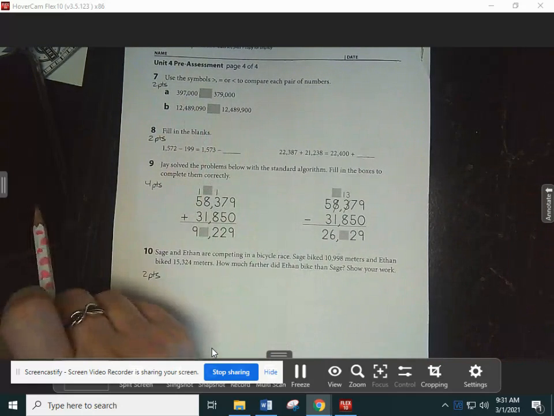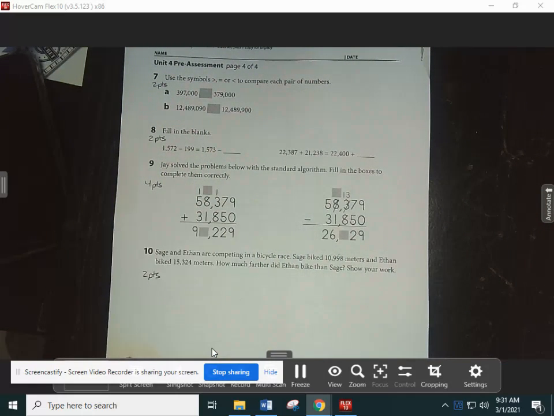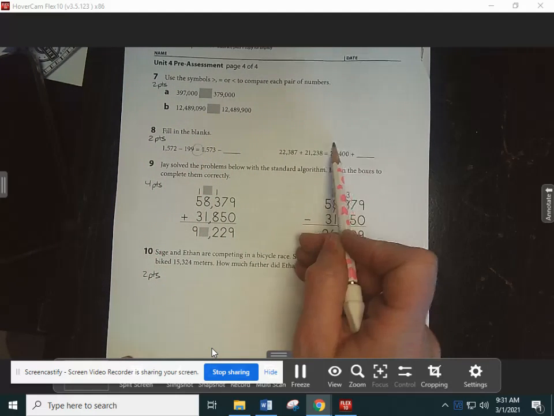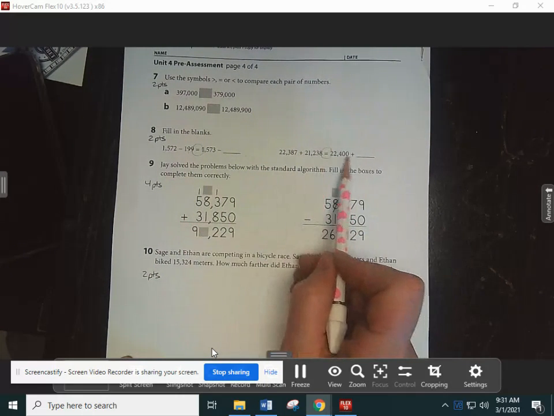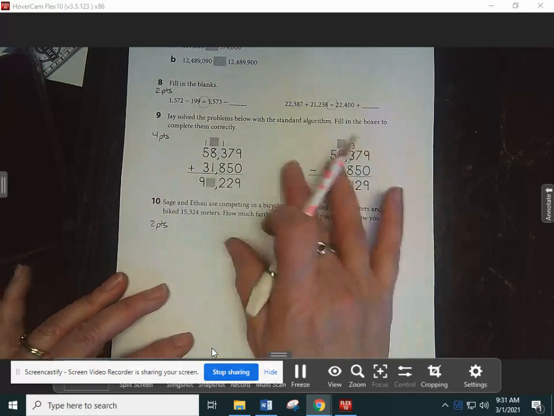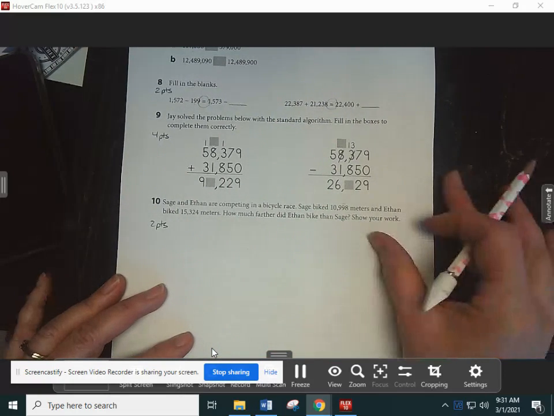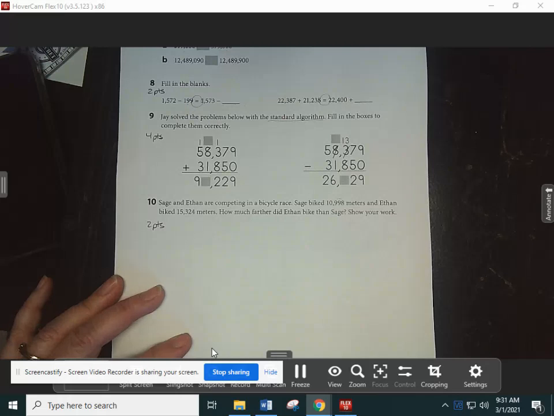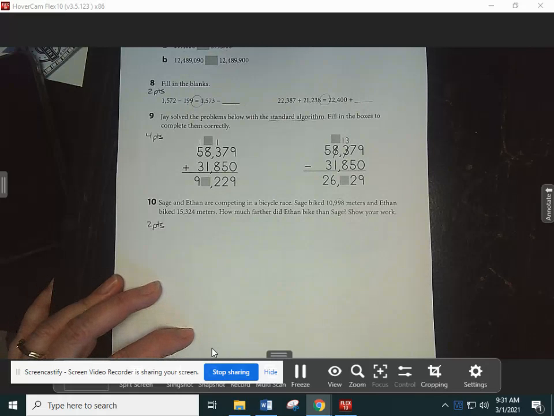Oh, no. You need to compare these two numbers. You need to compare these two numbers. You need to fill in the blank. Notice there's an equal sign in the middle. So whatever's on this side will end up on that side. Whatever's on this side will end up on that side. So you'll have to just figure it out. Notice that we have some regrouping going on. Remember, I told you you're going to learn the standard algorithm.